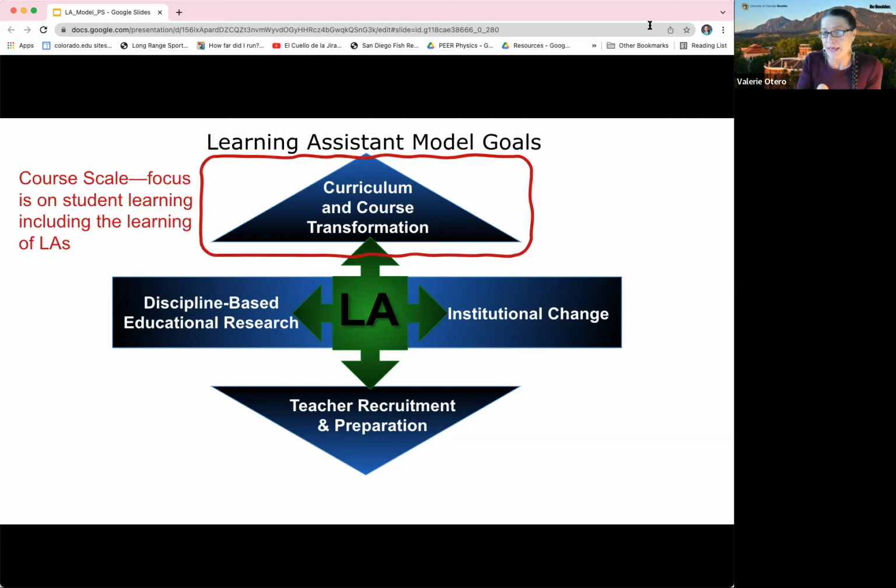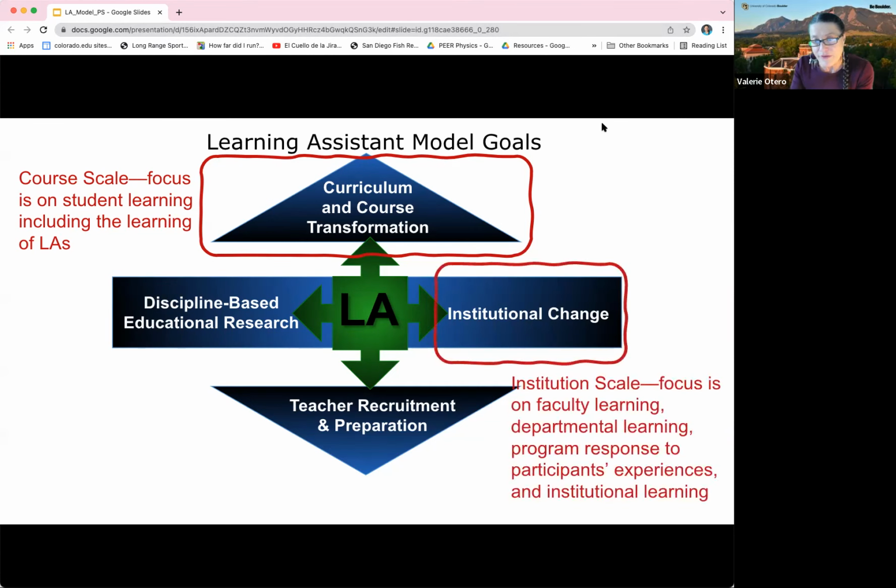Oftentimes, when people think about the LA model, they think about it at the course scale, focusing on the student learning or the student retention outcomes, or even on the learning of the LAs as they grow into excellent team leaders in that experience. But there's also this important place to focus, which is on this institutional scale, where the focus really is on faculty learning, on departmental learning, on the program's response to what we're learning from the amazing faculty at CU as they innovate in uses of LAs.